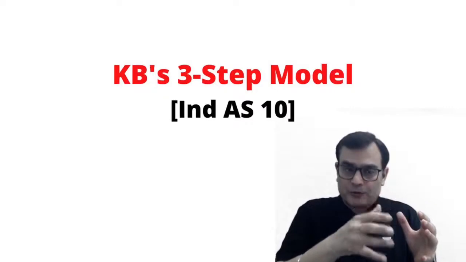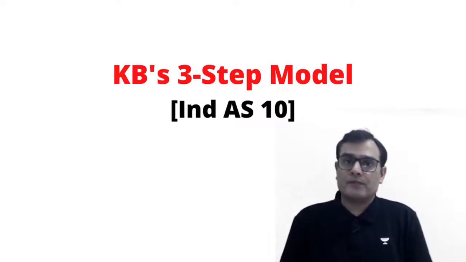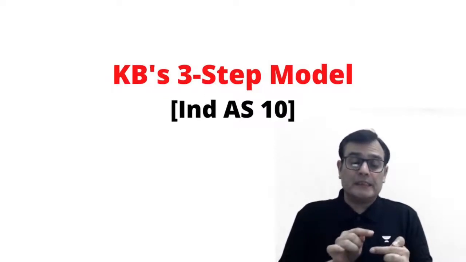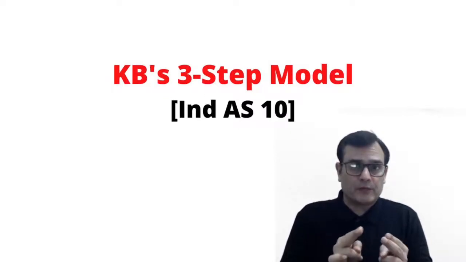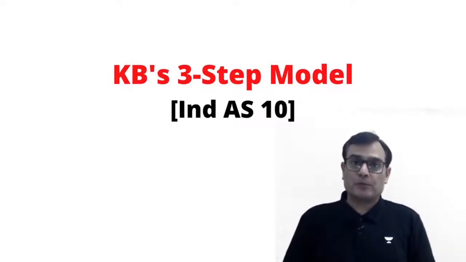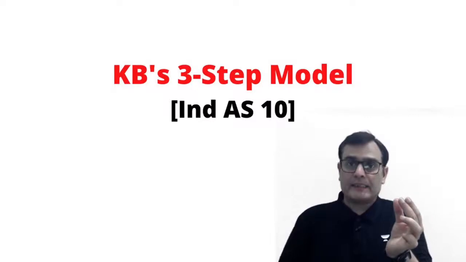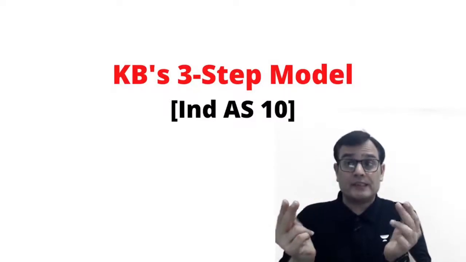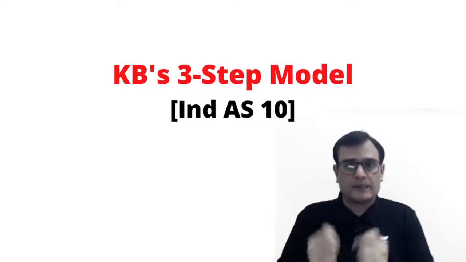Then you go to the three-step model, and in step number one, you should first of all identify whether the event took place between the cutoff dates. Now, what are those cutoff dates? The cutoff dates are the balance sheet date and the date when the financial statements are approved. So we need to see that the event takes place between the cutoff dates.